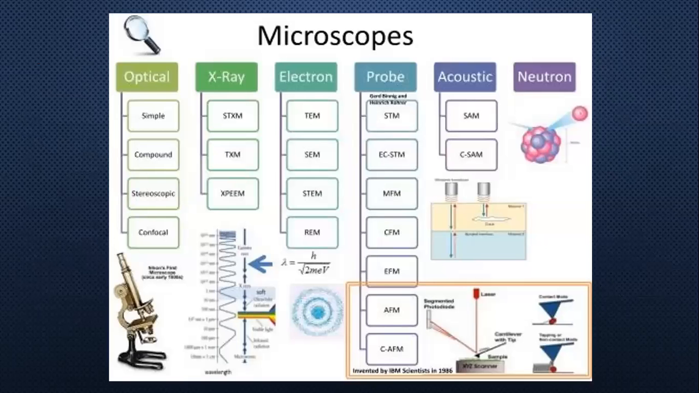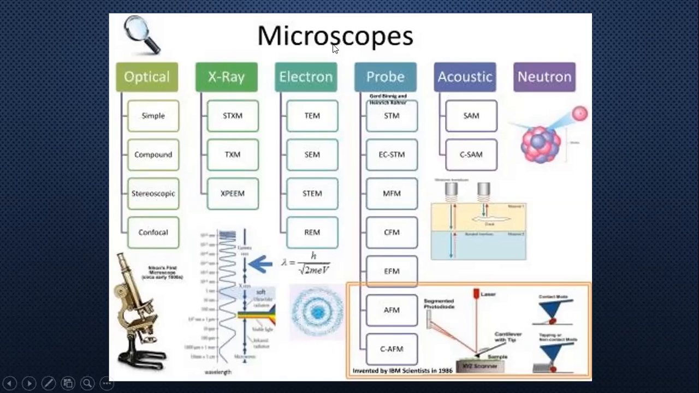Let us now discuss the different microscopes available for characterization. If we consider the optical microscope, it includes the simple compound microscope, stereoscopic microscope, and confocal microscope. The second method possible in microscope is by the use of X-rays. In X-ray, we can use the STXM, TXM, and XPEEM. So these are the different microscopes in which we can use the X-ray.